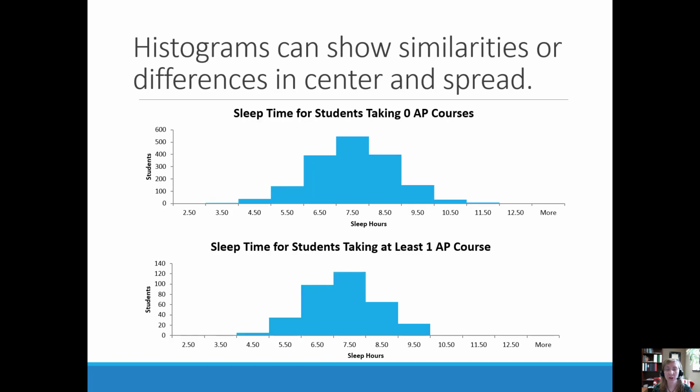We can make a histogram for each group to compare similarities or differences in center and spread. We see that the top histogram has a slightly larger mean than the bottom histogram, which reflects what we saw 2 slides ago for the mean sleep hours. The top histogram also has a slightly larger spread. That is, there's more variation in the observations than the bottom histogram. Both histograms have an approximately normal or bell curve shape, and there are no apparent outliers.